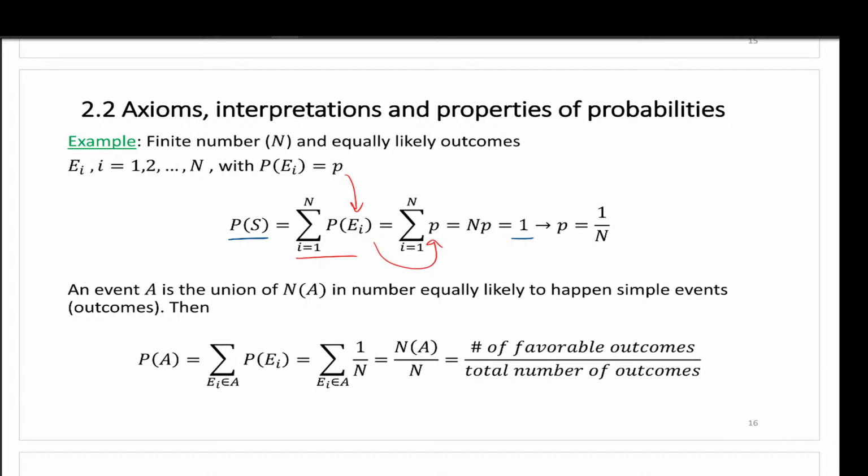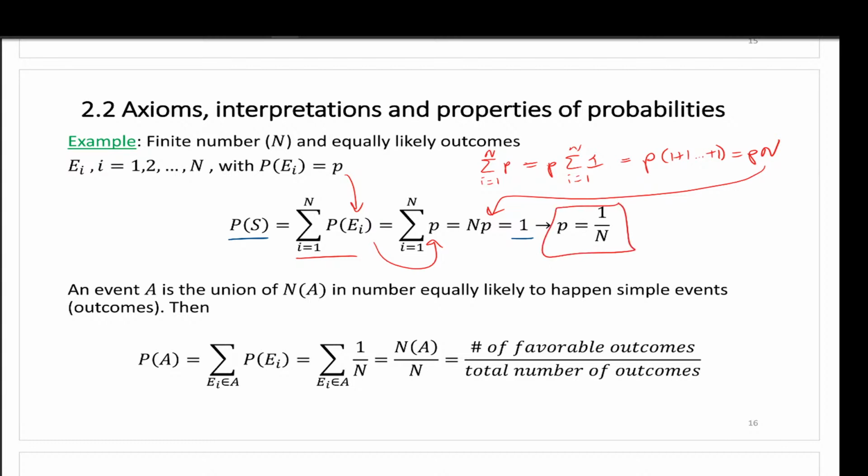And P is a constant, so I can pull it outside the summation. So summation i equals 1 to N, P equals P times the summation i equals 1 to N of 1. And summation i equals 1 to N of 1 is just N. So P times 1 plus 1 plus 1, N times, is P times capital N. Which is how we get that right there. And so N times P is equal to 1, so P is equal to 1 over N.